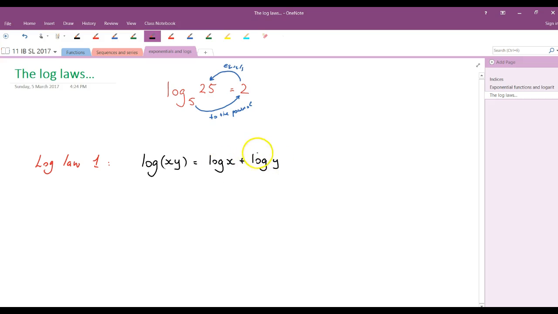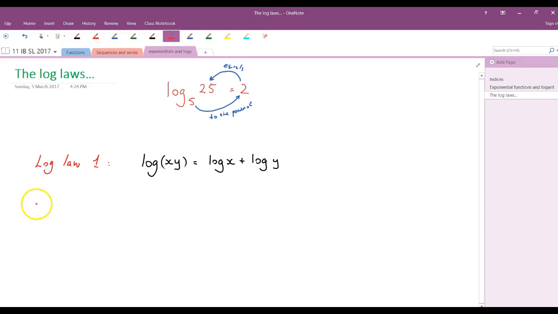Now there's a nice little proof for this. It's not hard. I'm not going to go through it on this screencast, but I might put another one together just with the proof. It is related to the fact that when you multiply terms together with the same base, you add the powers, and because logs are to do with powers and indices, that's why this multiplication of xy turns into an addition.